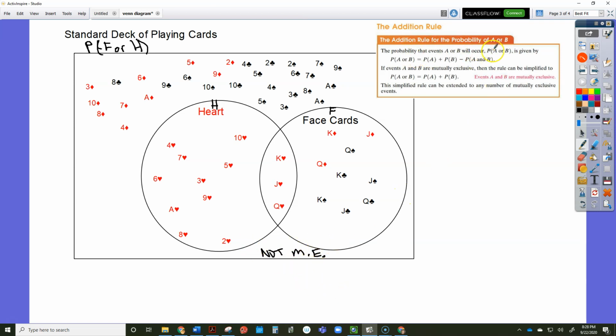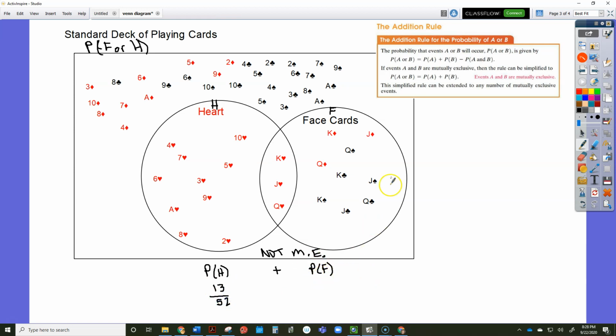So since they're not mutually exclusive, this is the formula that we're going to have. Understand that if I just find the probability of drawing a heart and add it together with the probability of drawing a face card, I'm going to count too many cards. So right here, the probability of drawing a heart is all of these, and that's 13 out of 52.